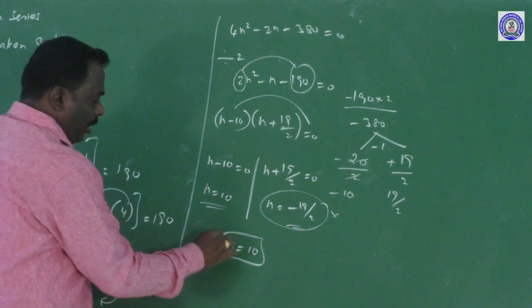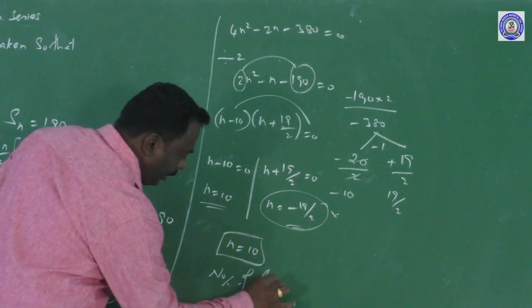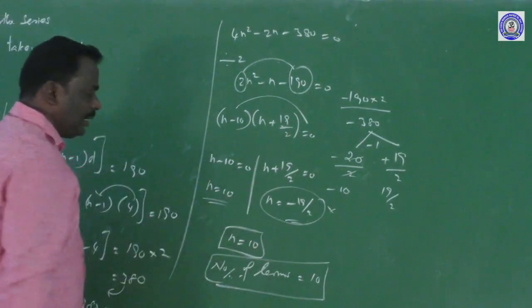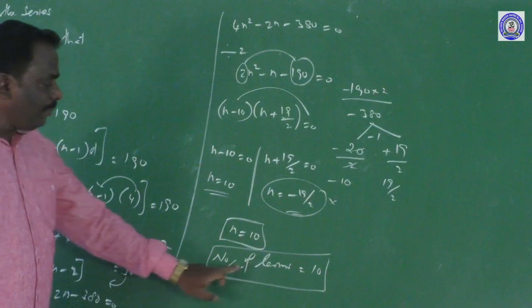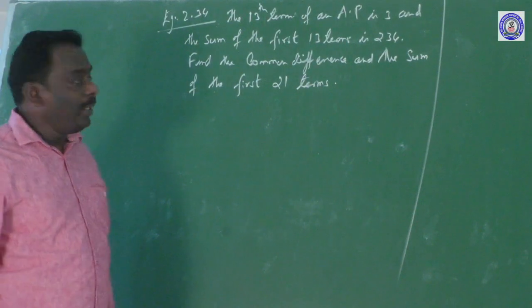So therefore, how many terms are there? The number of terms in the series is equal to 10. So we want to find how many terms are in the series. The n value is equal to 10. Therefore, the number of terms in the series is 10 only. Okay, see the next one.